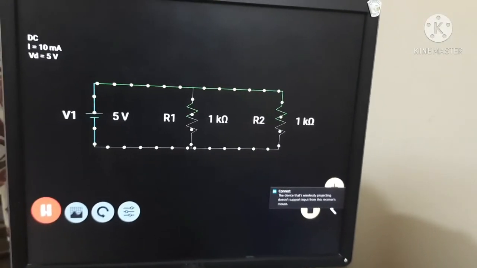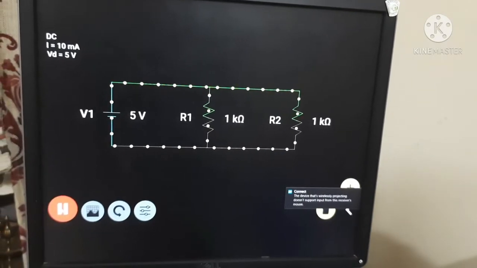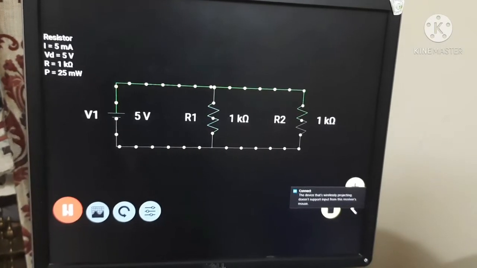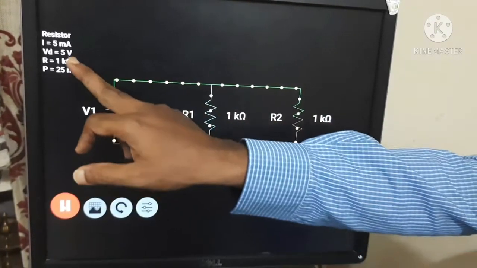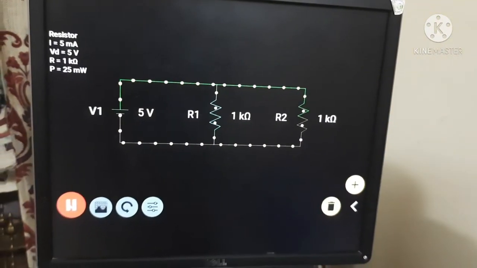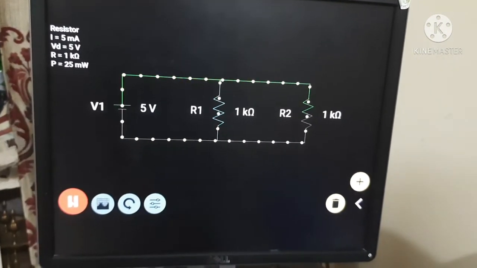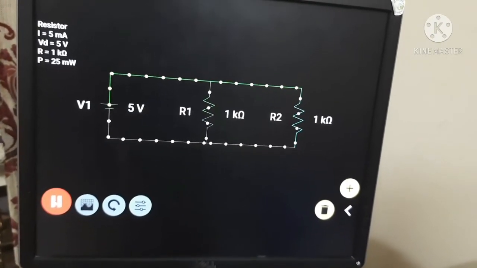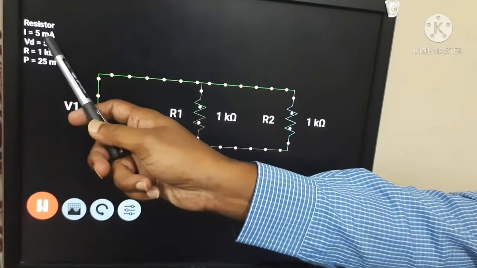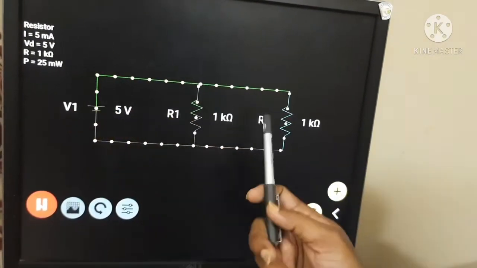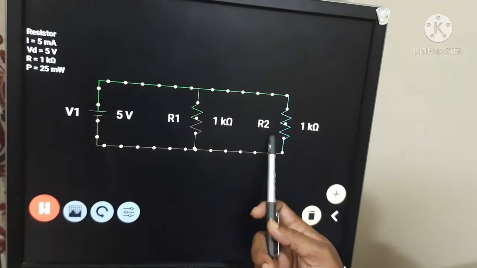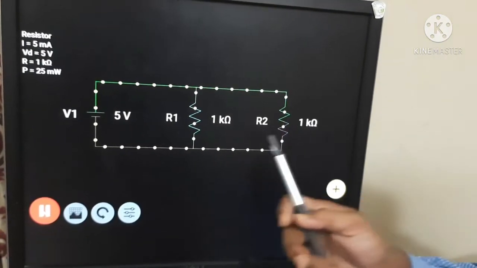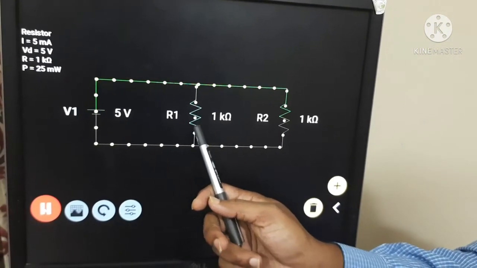You can see the current flowing through the R1 resistor and the R2 resistor, and we will see how much current is flowing through R1. The R1 current is 5 milliamperes, and since R1 and R2 have the same resistance, we can note that both have the same current, 5 milliamperes. With this 5 milliamperes through R2, the power dissipation across it is 25 milliwatts. The same thing we can see, 25 milliwatts, through the R1 resistance.